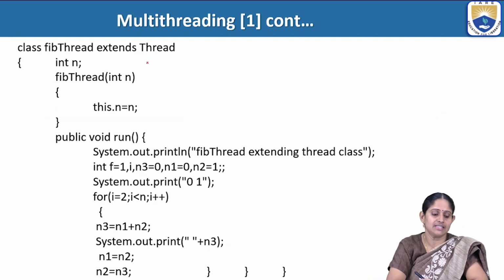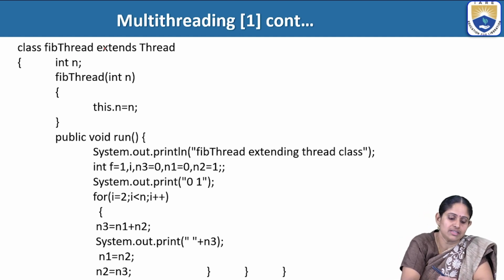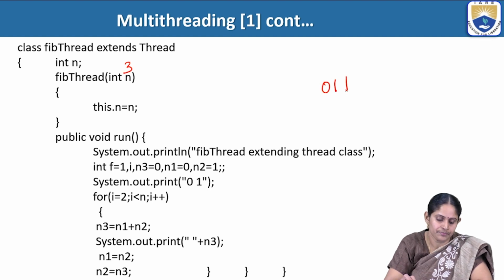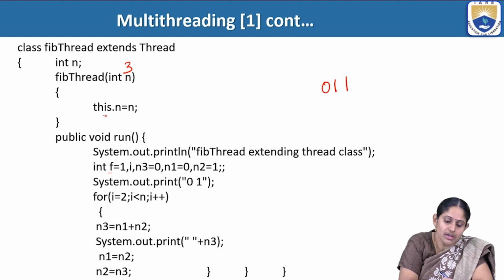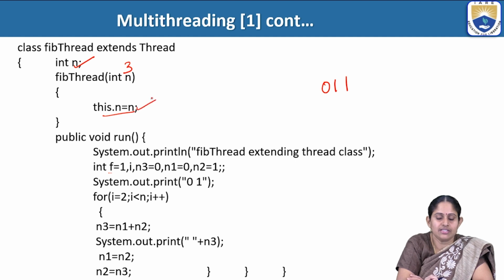Now in the second case, in the second thread, the Fibonacci thread is executing. So when the Fibonacci thread is executing, the n value is again 3. So it will display 0, 1 and 1. This will be our output. So here we are inside the run. Here also we have the instance variable for my thread class, and that is initialized by the constructor. So n value will be 3. Now inside the run, I'm implementing my Fibonacci logic.